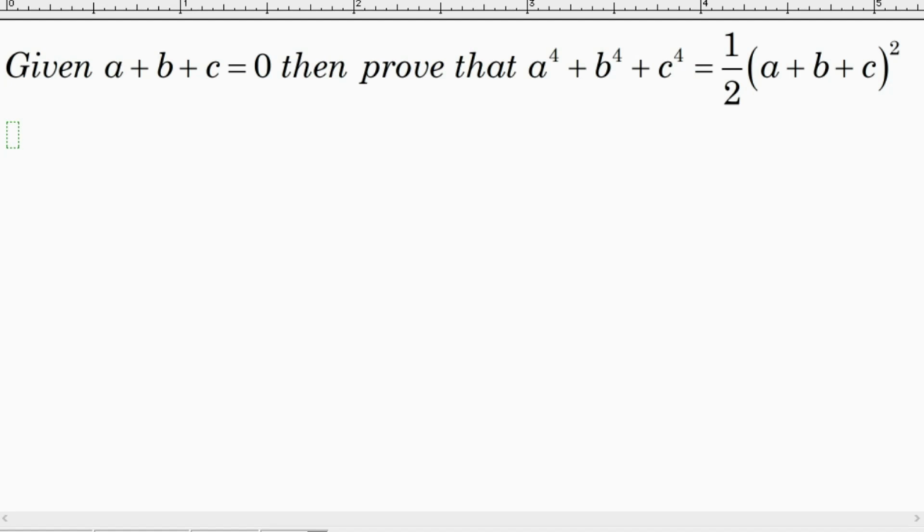In this video we are going to solve another question, and the question is: given a + b + c = 0, then prove that a⁴ + b⁴ + c⁴ = 1.5 (a² + b² + c²)².